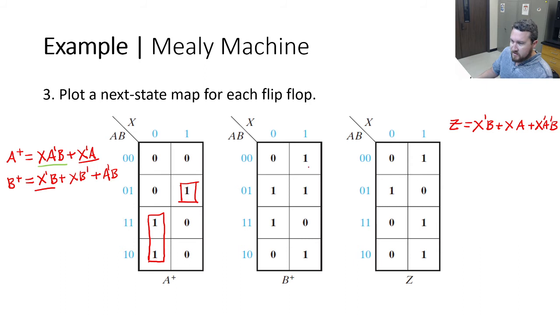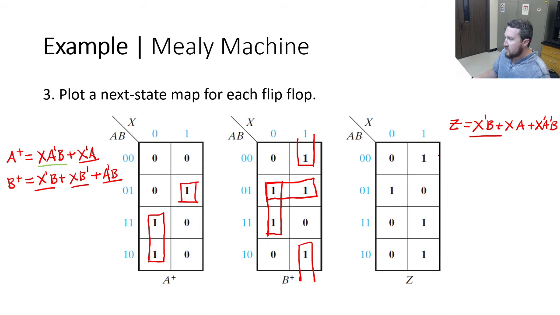And for the B plus, X prime and B is X is 0, B is 1. So that's going to be this guy. Then X and B prime is going to be X is 1, B is 0. So that's going to be these guys on the outside. And finally, A prime B is going to be A is 0, B is 1, which would be that group. And then for Z, we got X prime and B, so X is 0, B is 1.